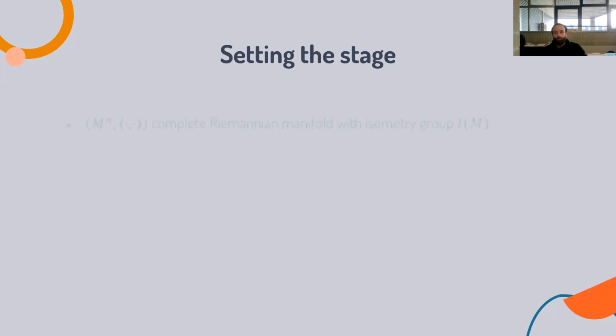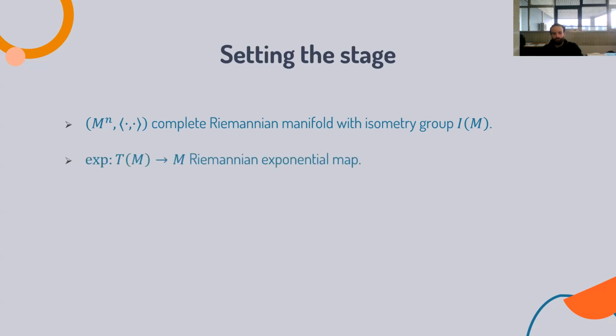So to start off, I just want to set the notation that I want to use throughout the talk. I'll be working mostly with complete Riemannian manifolds, and their symmetry group is going to be denoted by I(M), where M is a Riemannian manifold. Note that since M is complete, the geodesics are defined for all time, so the exponential map is defined in the whole tangent bundle. And this exponential map is going to be denoted by exp, with a lowercase e in this case, in order to distinguish it from the Lie exponential map.